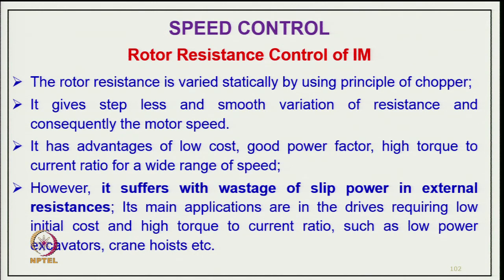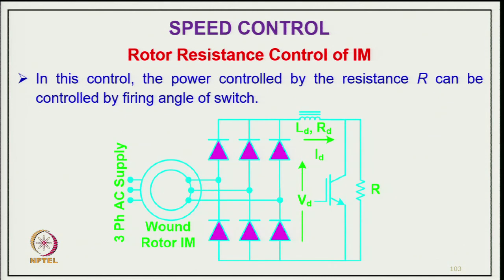It has the advantage of low cost, good power factor, high starting current, and high torque to current ratio for a wide range of speed. However, it suffers from wastage of slip power in external resistance, and its main applications are drives requiring low initial cost and high torque to current ratio, such as low power excavators, cranes, hoists and the like. And this is the method on the rotor.